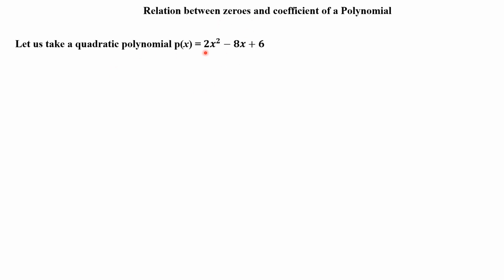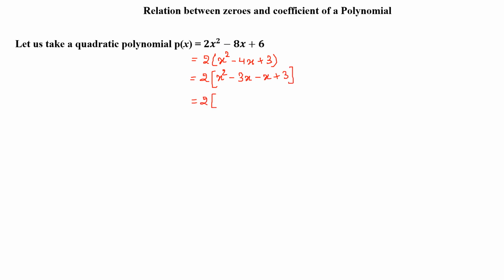So here I have taken a quadratic polynomial p(x) = 2x² - 8x + 6. You have already studied in grade 8 and 9 how to factorize a quadratic polynomial, right? So let's factorize it. Here I can see 2 is the common factor, so I will take 2 common. It will become x² - 4x + 3, right? Then I can further factorize it as x² - 3x - x + 3. I have used the middle term splitting method.